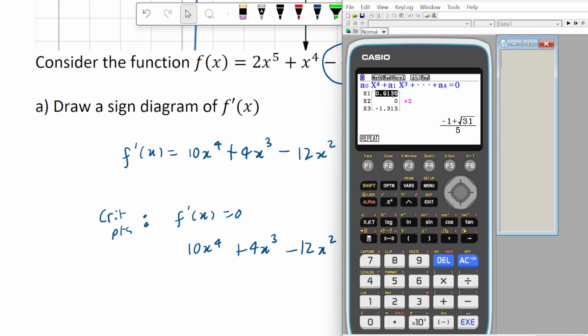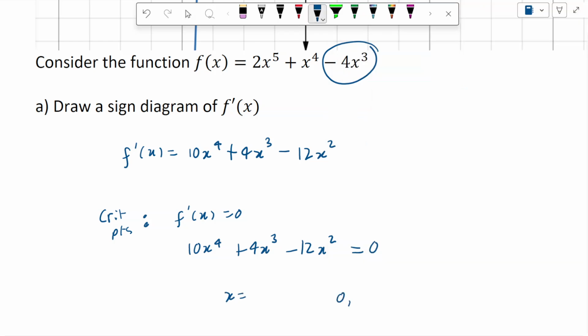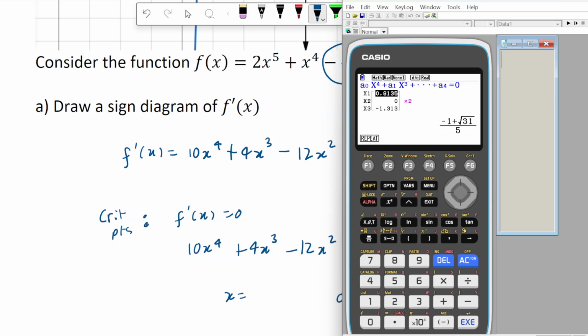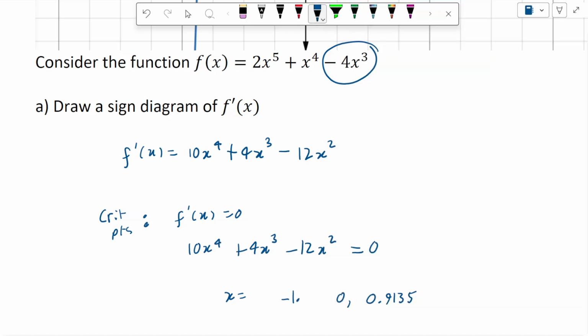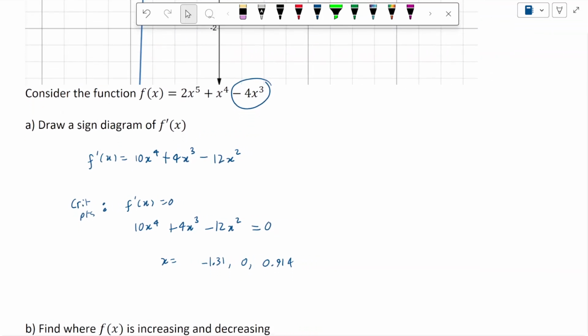0.9135. And our other solution was minus 1.31. And let's go 3 significant figures for everything. There we go. Now we can actually draw our sign diagram.